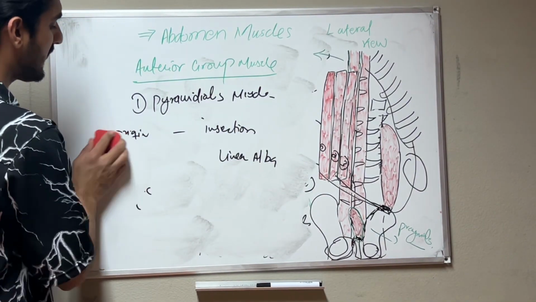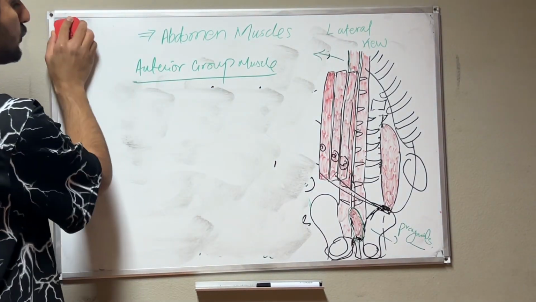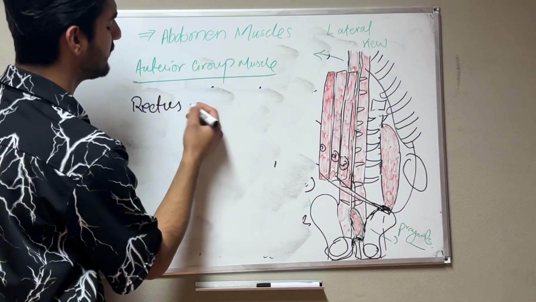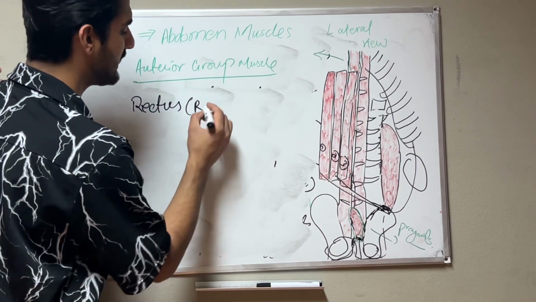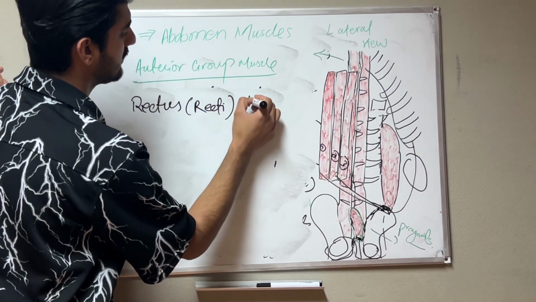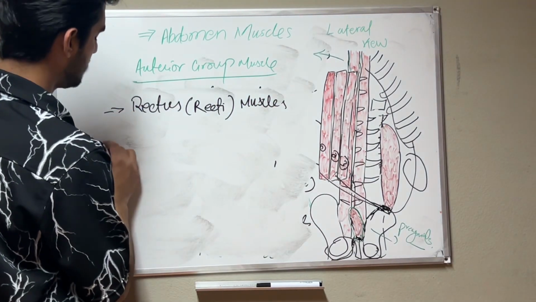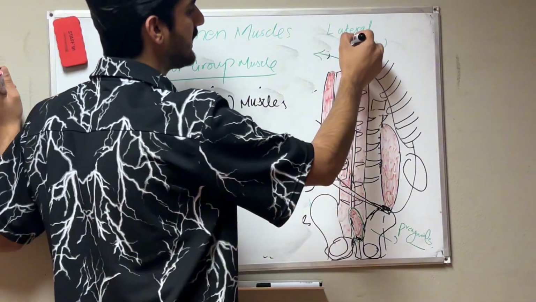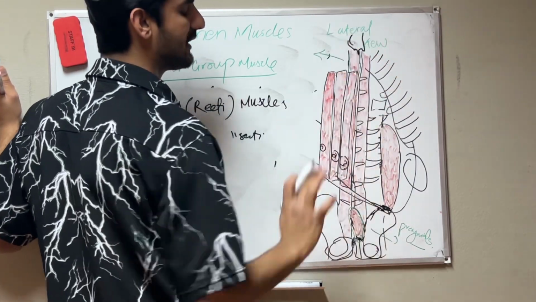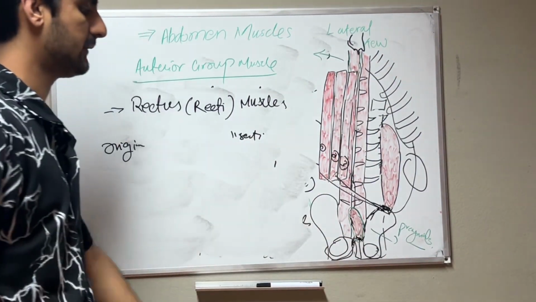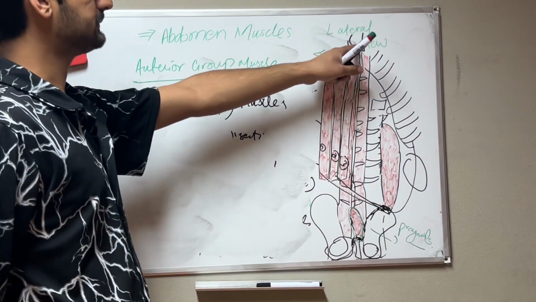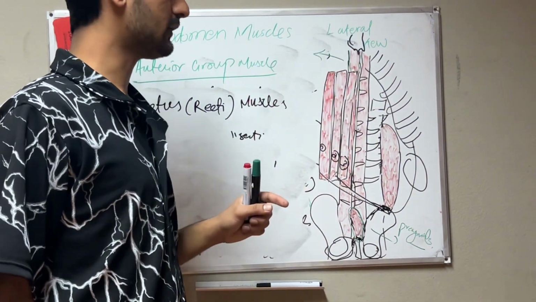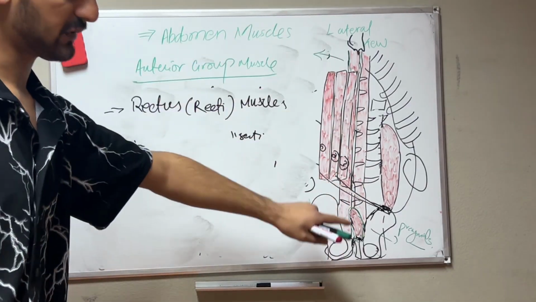Then we have the second muscle in the anterior group, the rectus muscle, or recti muscle. It is one muscle, or if you count two, between them we have the linea alba, the white line. Origin and insertion: here we have the xiphoid process of the sternum and here the pubic symphysis. The white line extends from the xiphoid process to the pubic symphysis.